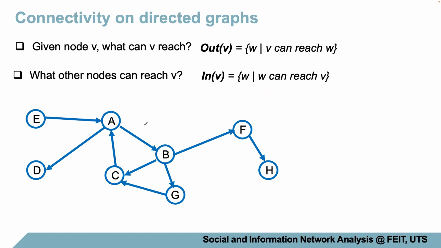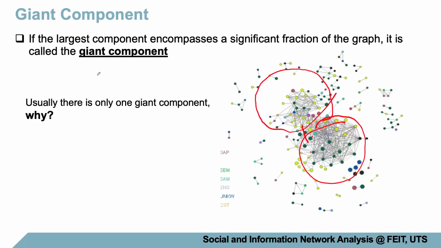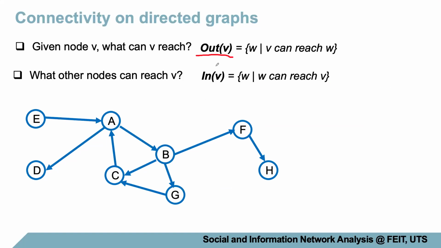Next, we talk about connectivity on directed graphs. So first, let's define two kinds of sets. The outset of V, given node V, represents the set of vertices that V can reach. The inset of V contains the vertices that can reach V, like what other nodes can reach V.